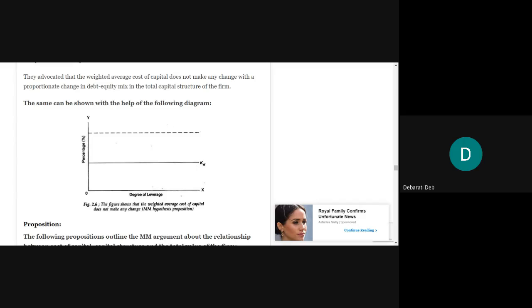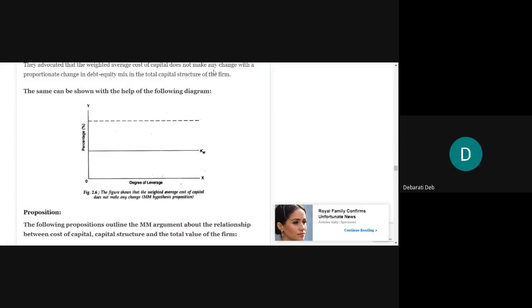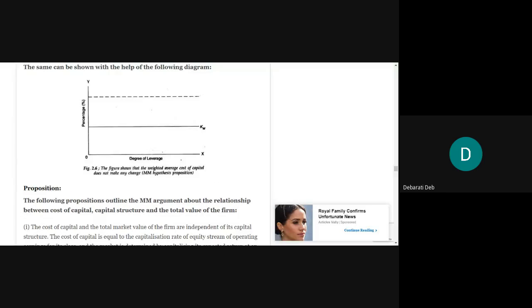It will not change if the debt-equity mix is changed in the total capital structure, and thus it can be shown as a straight line. KW, KD, KE, all those things were drawn in a graph, right? And it was more or less constant, KD and KW, if you remember. This can be shown with the help of a diagram, and this figure shows that the weighted average cost of capital does not make any change. And this was the first proposition of the MM hypothesis.